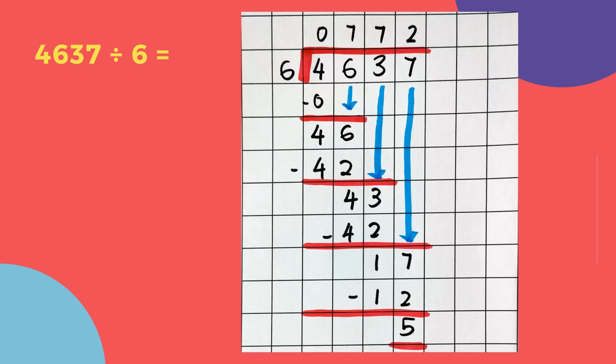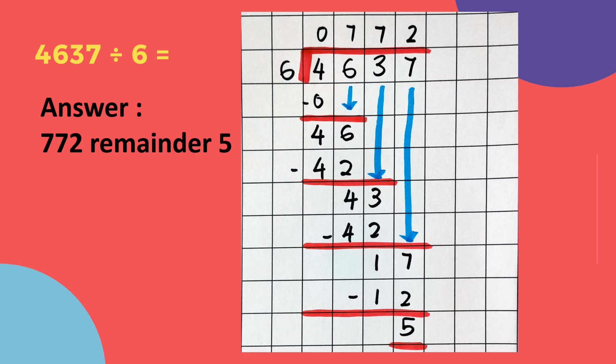Now let's check your answer. Answer should be 772, remainder 5. Congratulations if you get the answer correctly. If not, try again until you succeed.